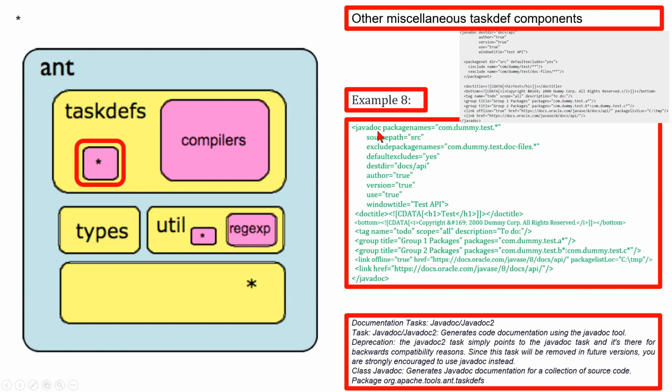With regard to the API, the class Javadoc generates Java documentation for a collection of source code. This is the package org.apache.tools.ant.taskdefs.